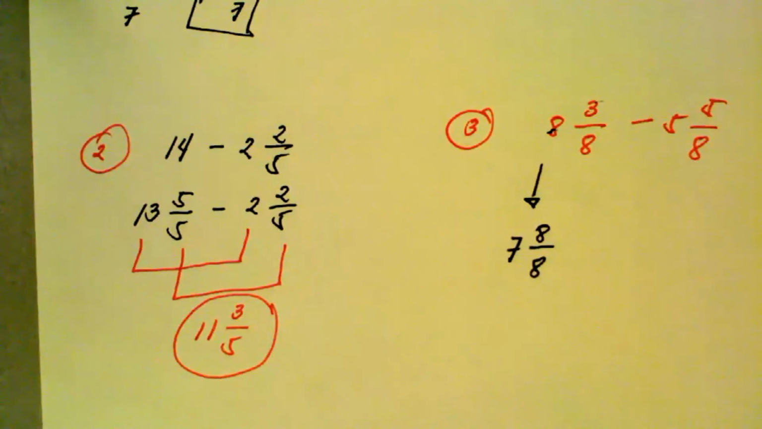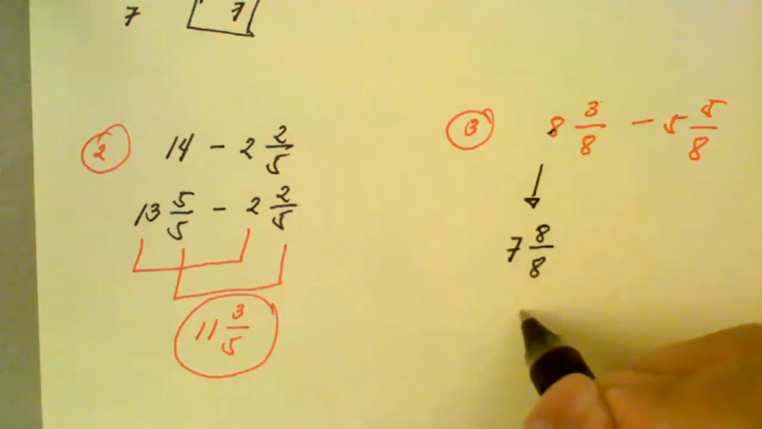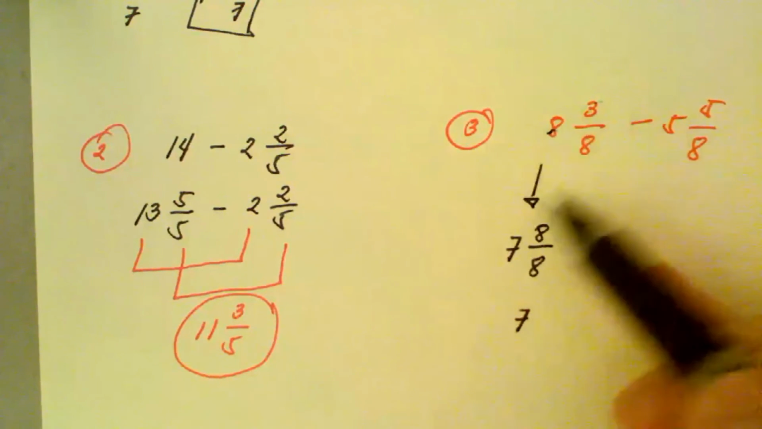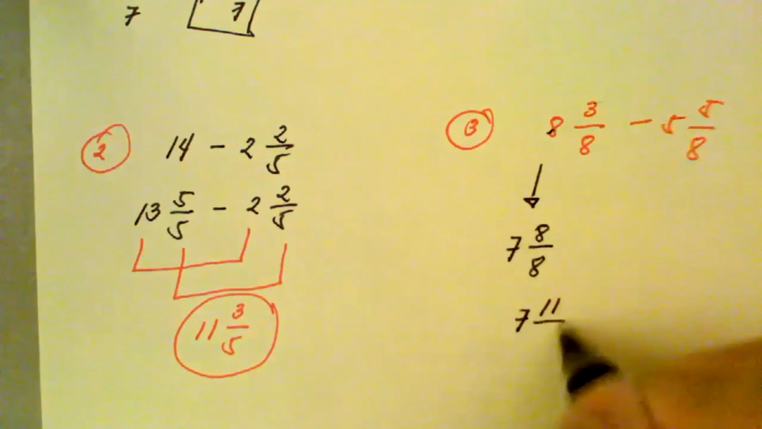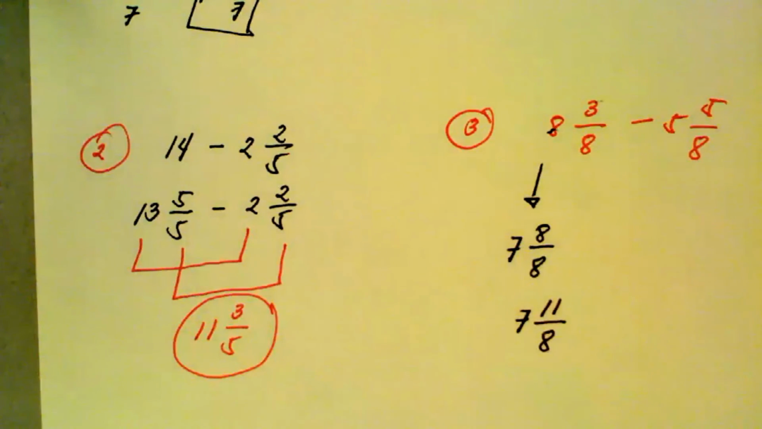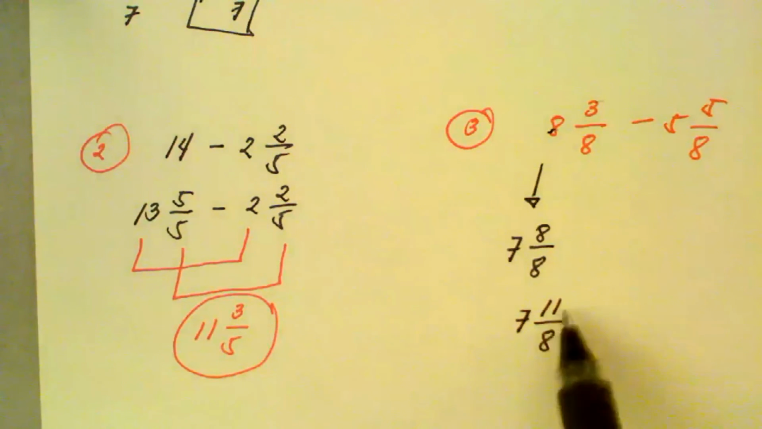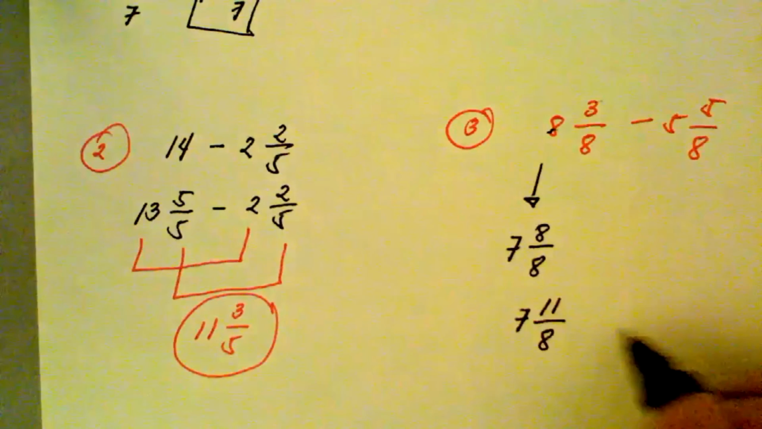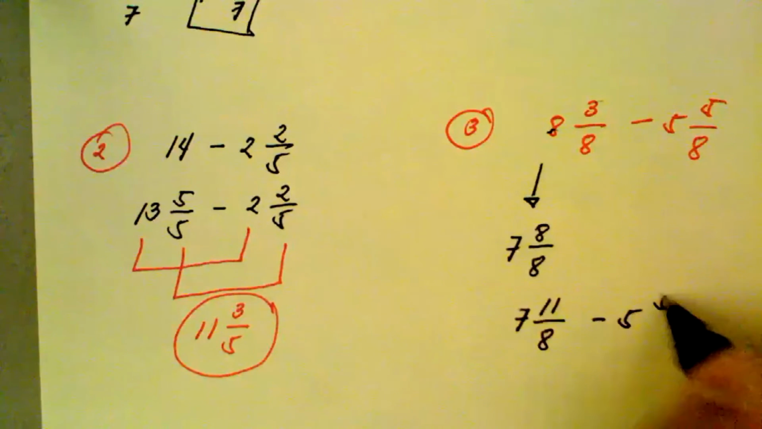Therefore, I can have this as 7, 8/8 and 3/8 will give me a total of 11/8. So what we're trying to say is 7 and 11/8 is equivalent to 8 and 3/8 minus 5 and 5/8.